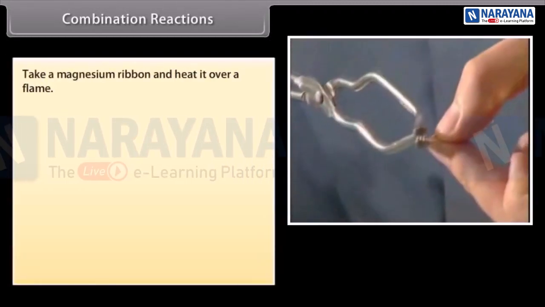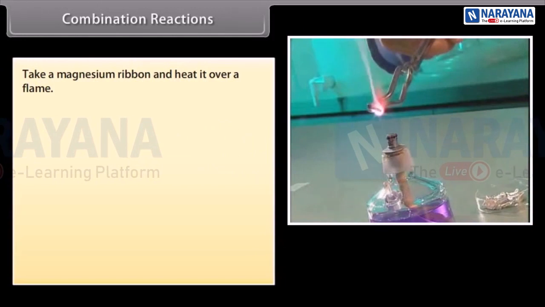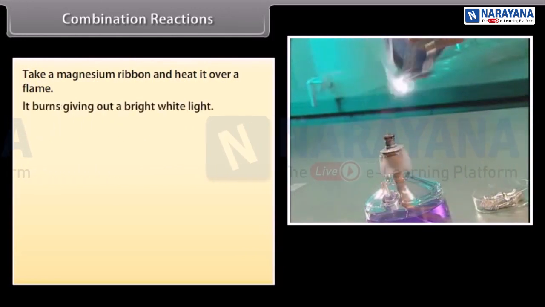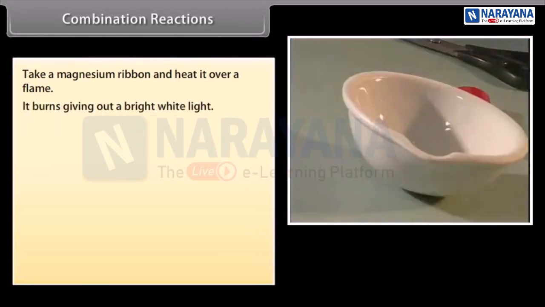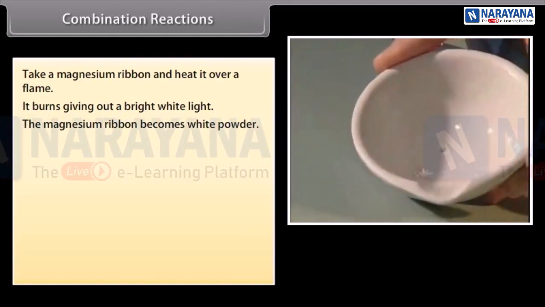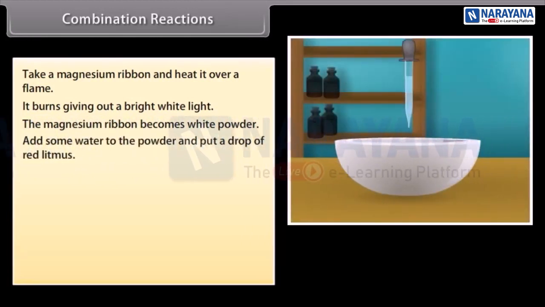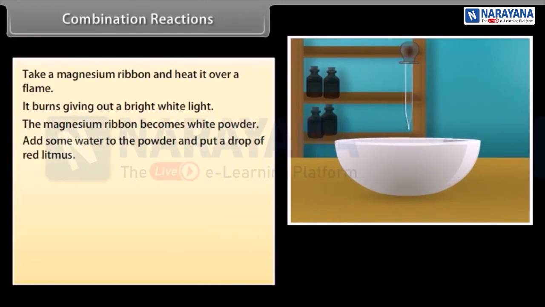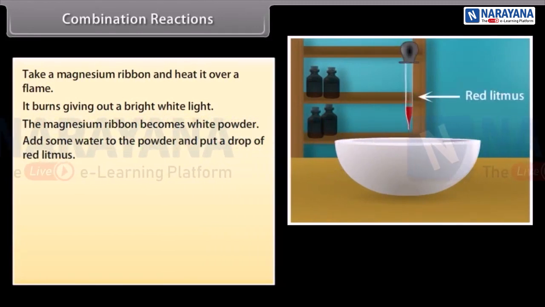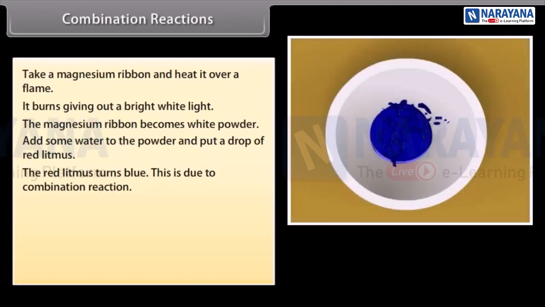Take a magnesium ribbon and heat it over a flame. It burns, giving out a bright white light. The magnesium ribbon becomes white powder. Now add some water to the powder and put a drop of red litmus. The red litmus turns blue.